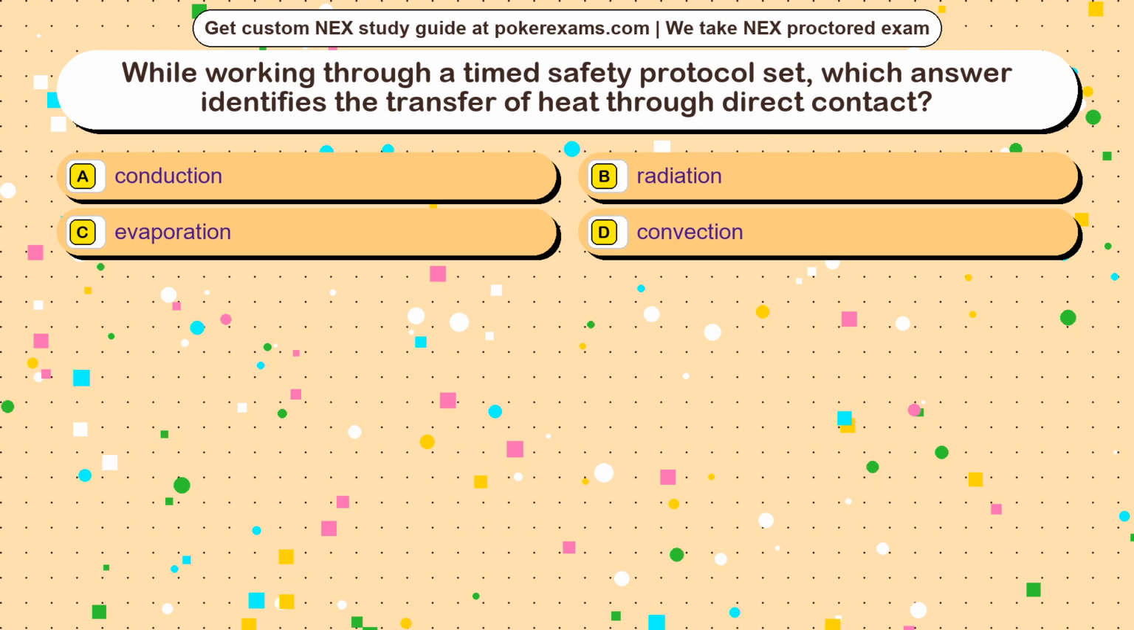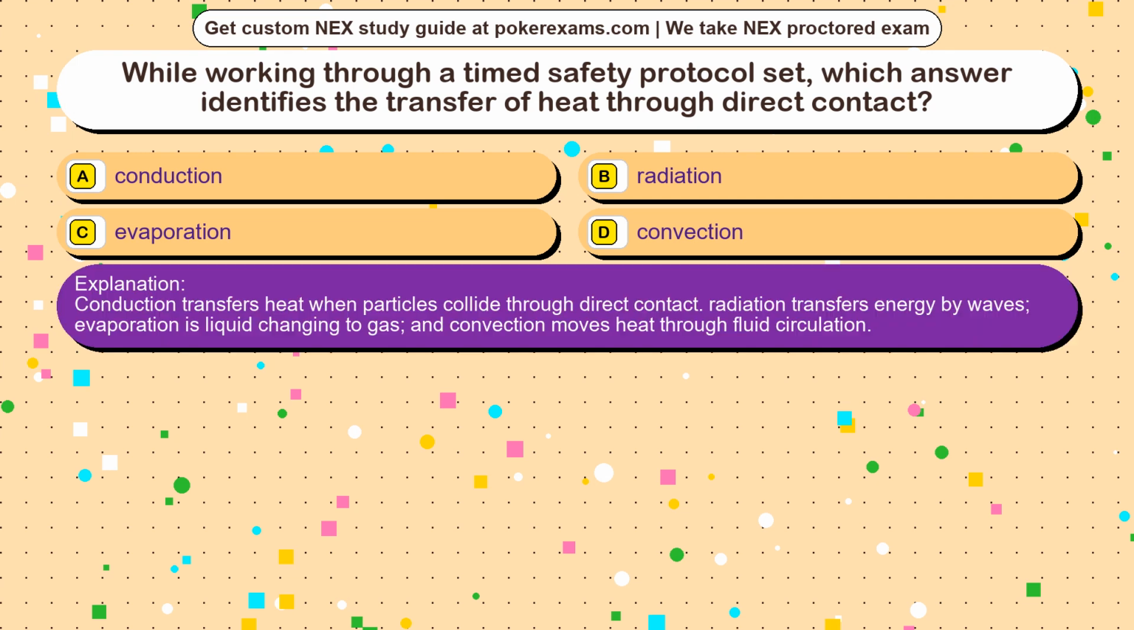The correct answer is option A. Conduction transfers heat when particles collide through direct contact. Radiation transfers energy by waves, evaporation is liquid changing to gas, and convection moves heat through fluid circulation.